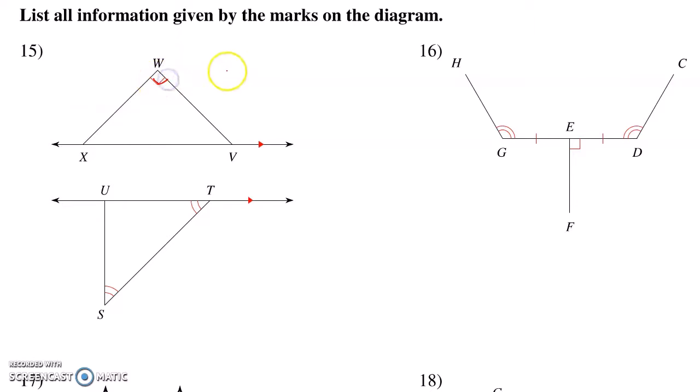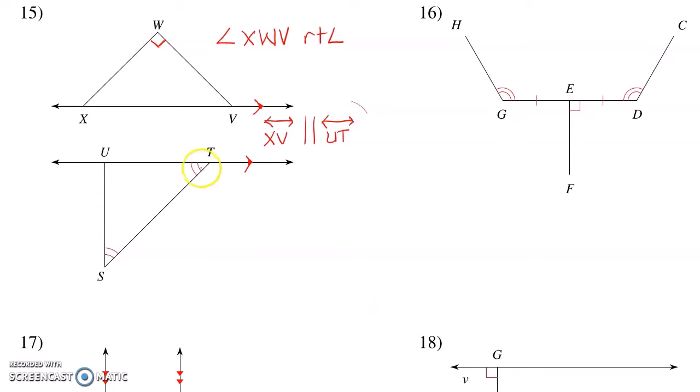This mark tells us that angle XWV is a right angle. And notice that it's not an arch, but an actual abrupt right angle. These markings, the little triangles, indicate that line XV is parallel to line UT, and again, parallel is in chapter 5 or 4.